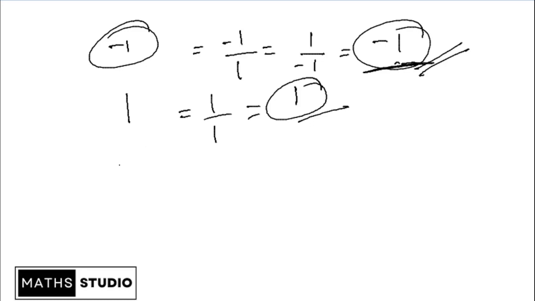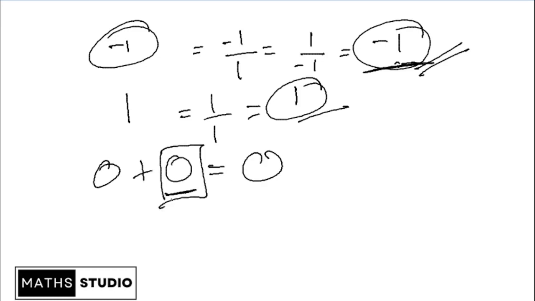And in case of additive inverse, what happens? When you add 0 with 0, the result is 0. So 0 is a number where the additive inverse is the same as the original number itself. Okay, so I think that is it for now.